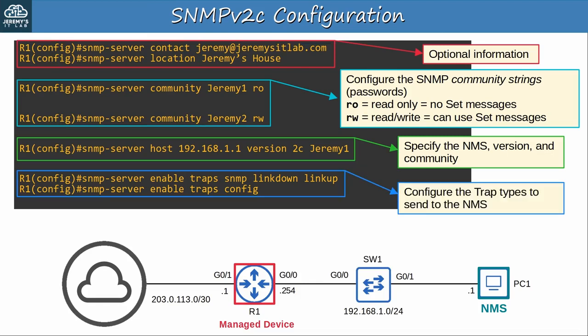Then I configured what kinds of traps to send to the NMS. I specified link down and link up messages, so if an interface goes up or down, traps will be sent. I also specified config traps, so for example, if configuration changes are made, traps will be sent. So that's a simple SNMP v2c configuration. Let's see what happens when R1's G0/1 interface goes down.